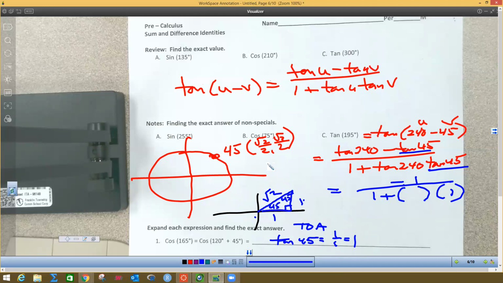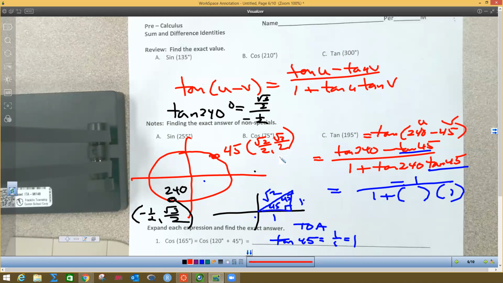So now we're going to go to 240. So 240 is right down here. And the ordered pair right down here is -1/2, radical 3 over 2. Now this is where the triangle comes in a little handier, although this one is not terrible. It is doable. So the tangent of 240 degrees is going to be y, which is radical 3 over 2, divided by x, which is -1/2. I have a fraction divided by a fraction. What do you do?